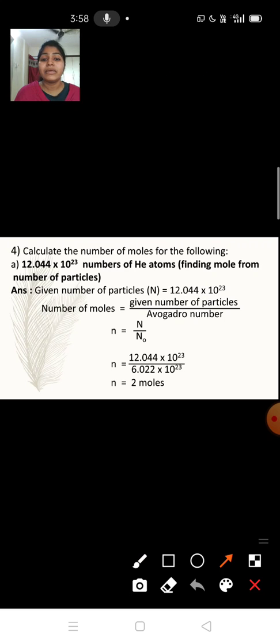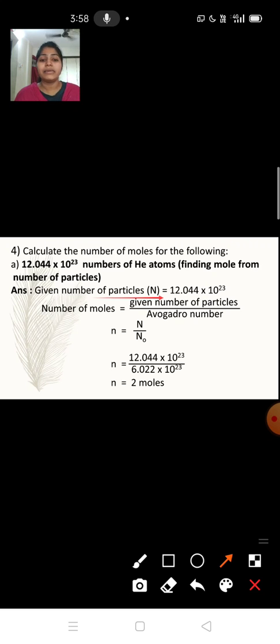Now what is given? 12.044 into 10 raised to 23 number of helium atoms. So what is given? I can say the particles, right? Number of atoms is given, and from that number of atoms you have to find mole. So first of all, what is given? The number of particles, that is capital N, is given. It is 12.044 into 10 raised to 23. We have to find the number of moles.